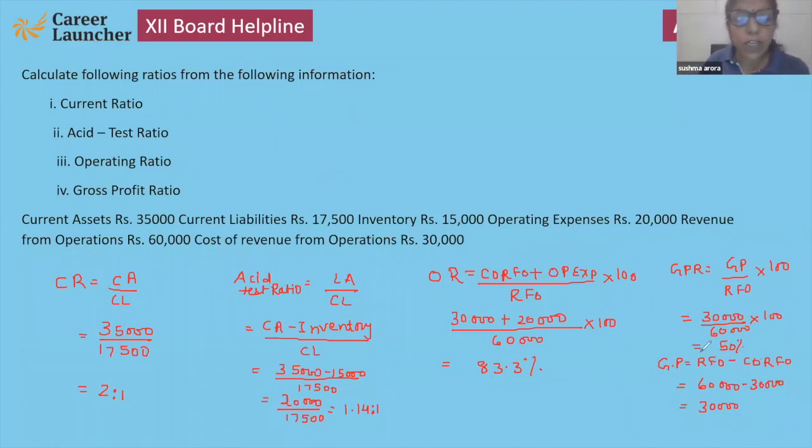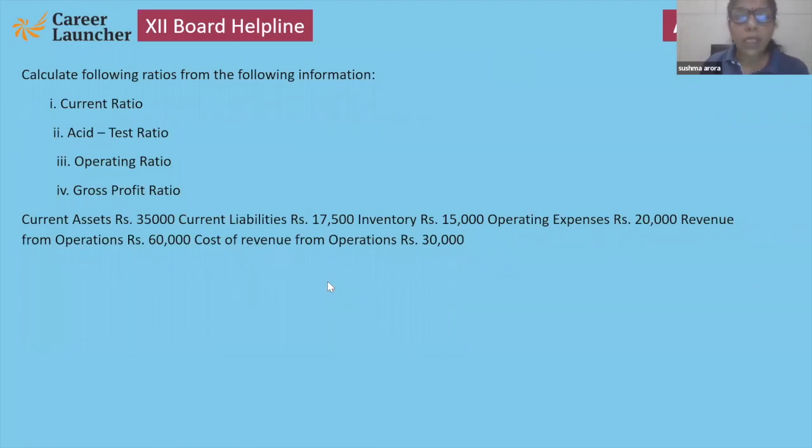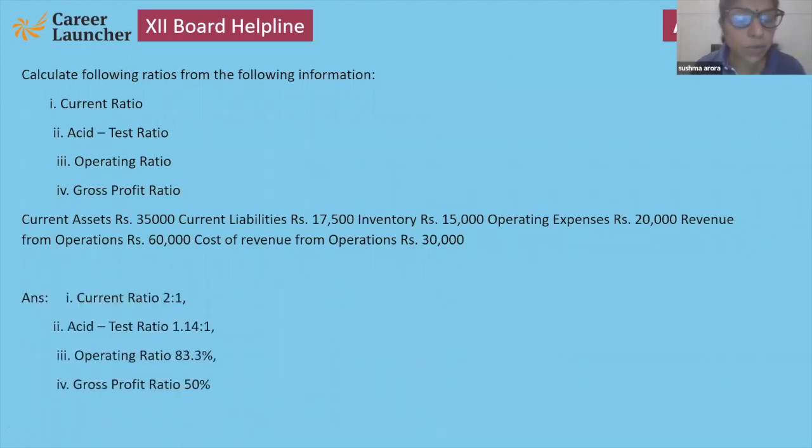So see the way you have to show it. That question includes 4 parts, that's why it will come for 4 marks. Clear? Please don't forget to write the formula because you will have marks for formulas as well. Step marking is there in accountancy always. See how to do that. Current ratio 2:1. Acid test ratio 1.14:1. Operating ratio 83.3%. GPR 50%.